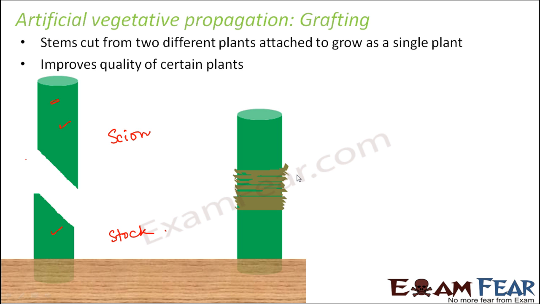It actually improves the quality of certain plants, because let us suppose some plants are otherwise good, but the kind of flowers which they produce is not that great. So you combine it with some other plant where the flower quality is really great. When you combine the two, you end up getting something which is better. That is how it can ensure that the quality of the plant is improved.